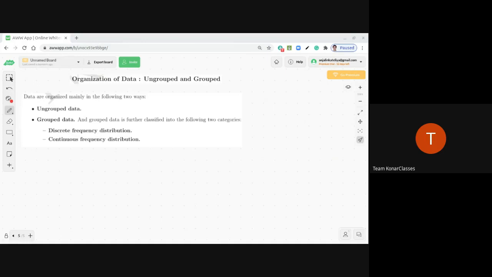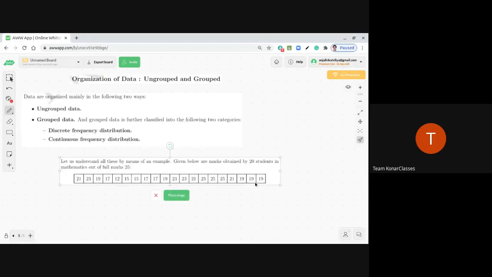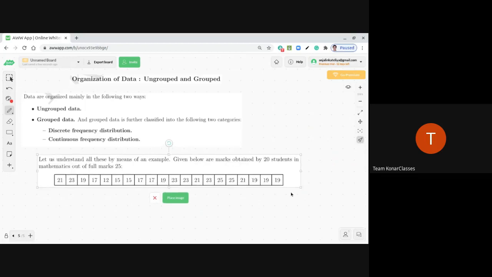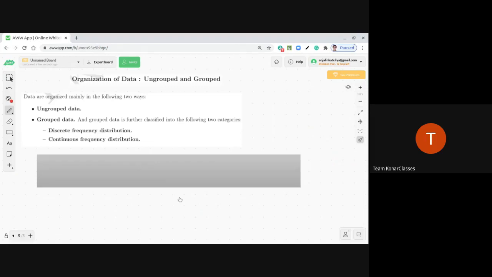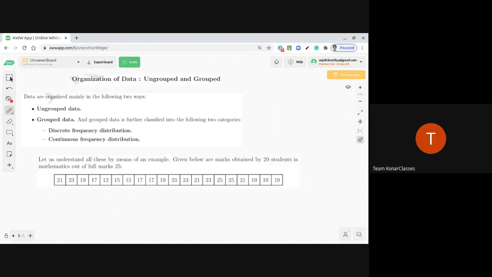Let us understand by means of an example. I'm going to give you the marks obtained by 25 students in mathematics out of full marks of 25. In every class there is a class monitor. Suppose one of you is the monitor of the class, and your task is to collect all the marks and put them into a table. So what you have done is collected data. These are the 25 students' marks and you collected them.